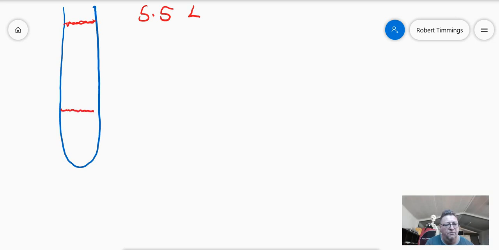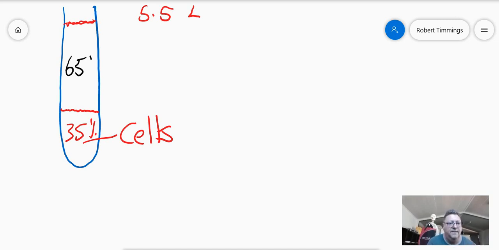And so if we could have a look at the distribution of sort of what's in the blood, and I've done a whole video on the components of blood, so I won't dwell too much on this, but let's say around about 35% of what's in the blood are the cells. Are the cells in your blood, red blood cells, platelets, white blood cells, and the other sort of 65%, that's your plasma.